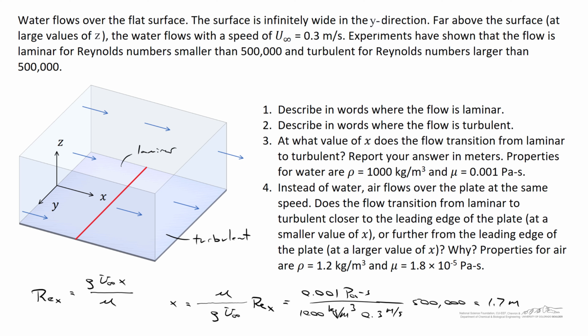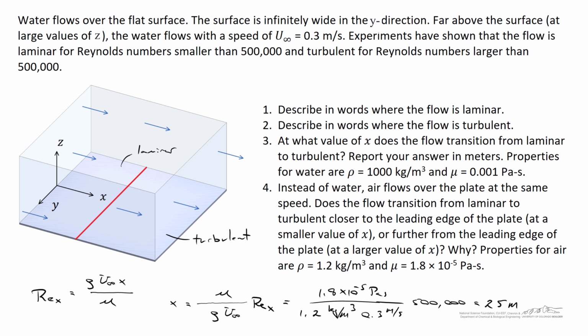So to do this, we'll just plug in the new material properties for air. Instead of 0.001 Pascal seconds, the dynamic viscosity for air is 1.8 times 10 to the minus 5th Pascal seconds. And similarly for the density, instead of 1,000 kilograms per cubic meter, the density for air is 1.2 kilograms per cubic meter. So we calculate a new value of x. Again, we're looking for a location in which the Reynolds number is equal to 500,000. We find that this new value of x is equal to 25 meters, which is a great deal bigger.